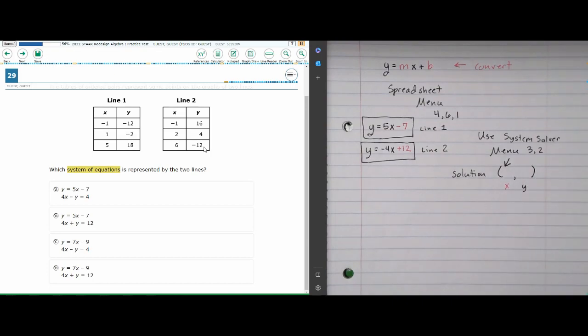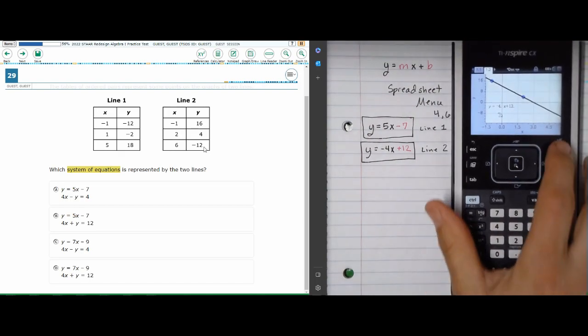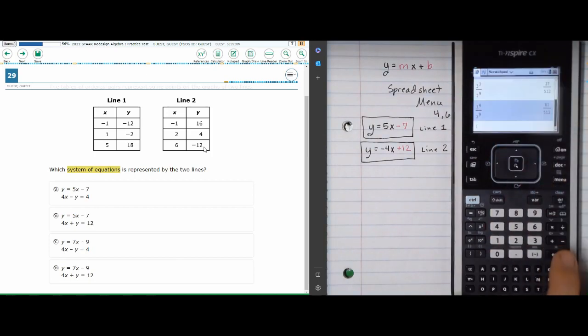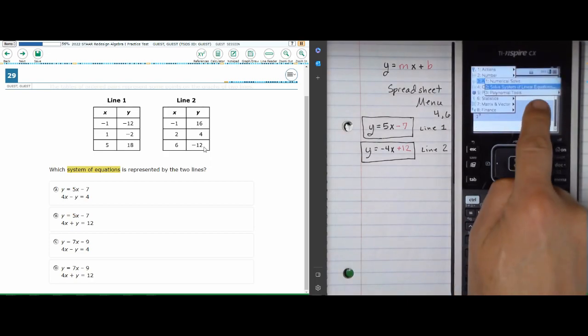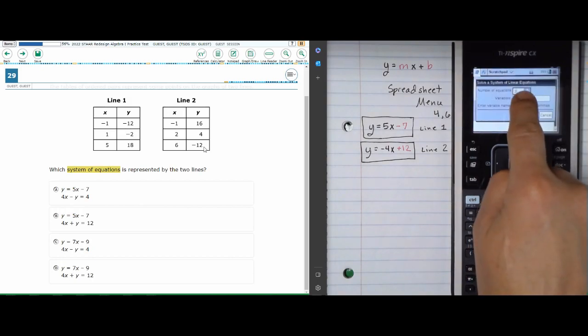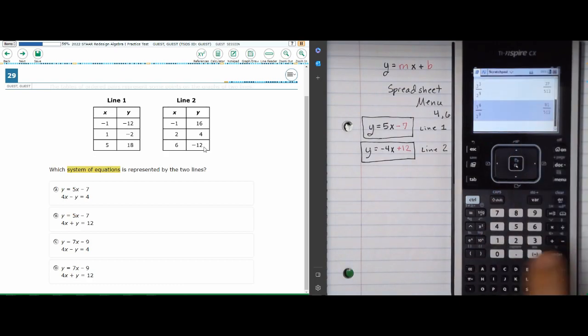So let me go and get my calculator and let's do that real quick. So I'm going to go home. I'm going to go up to calculate, hit enter, and I want to go ahead and type it in real quick. So menu 3 and then 2 for System Solver. It says you're going to have 2 equations. That's correct. In Algebra 1, we always have 2 equations. I'm just going to hit enter for OK.